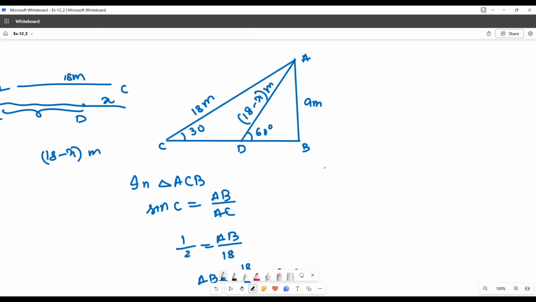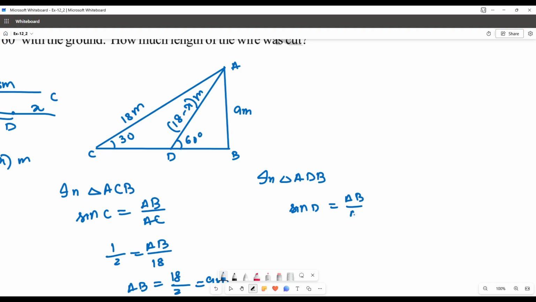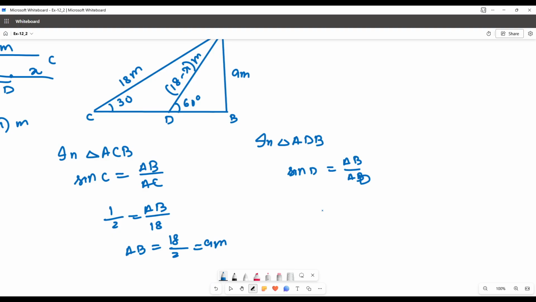Now let's consider the small triangle. In triangle ADB, similarly again we have the length of the opposite side, and we need to find the length of the hypotenuse. So sine D is equal to AB by AD. Sine 60 is equal to root 3 by 2, and AB we have as 9, and AD is equal to 18 minus X. So let's cross multiply. We have root 3 into 18 minus X is equal to 9 into 2, that is 18. Sorry, this is 18 minus X, not 18 minus 2.